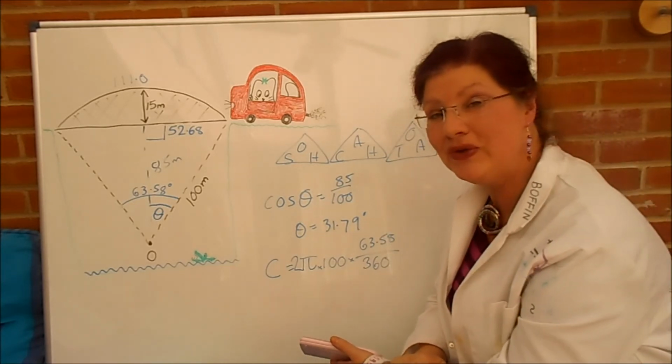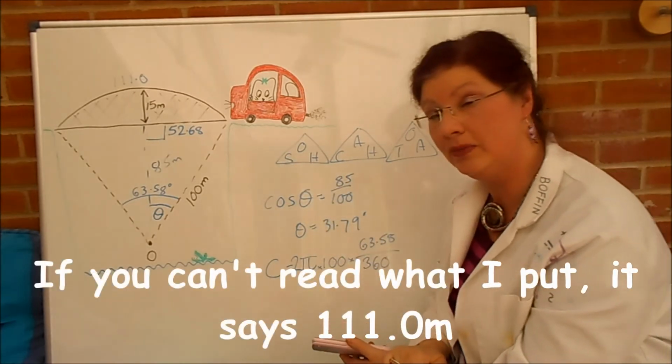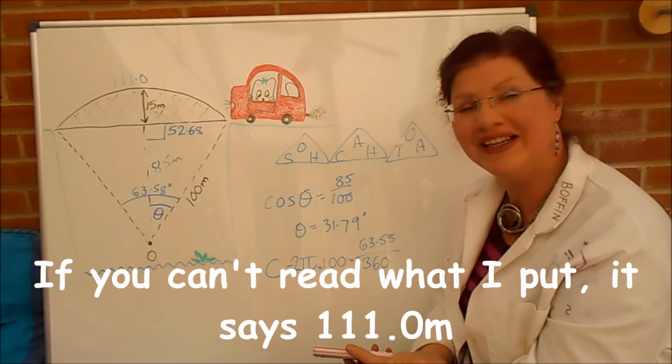Okay, hope you got that. There are 1 or 2 other methods as well. You could use sine or tan or something like that, but as long as you end up with 111.0 to 1 dp, that's it done.